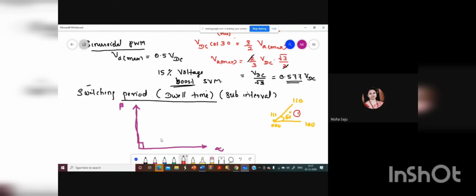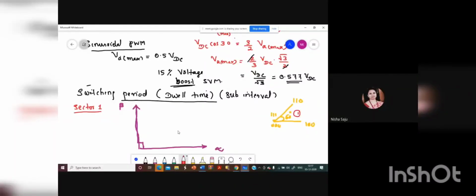So I am moving on to sector 1. The rest I will give you as an assignment, or you can do it by yourself. I will take only sector 1. In the case of sector 1, you will be having a voltage V1, and let that voltage V1 be switching for a period T1.